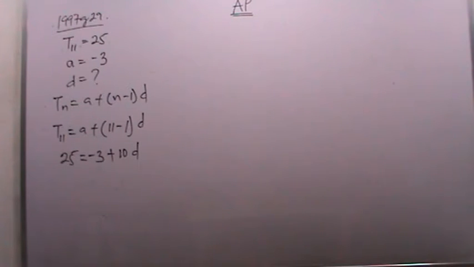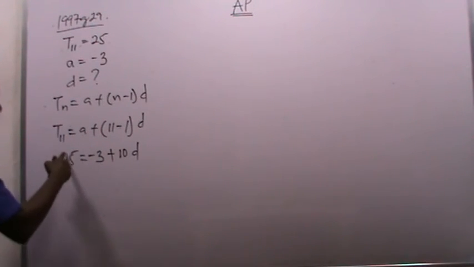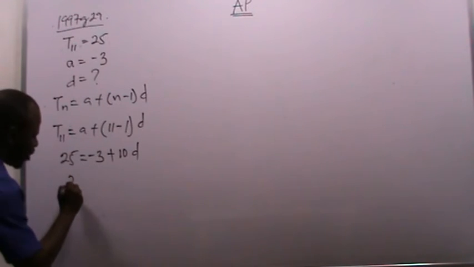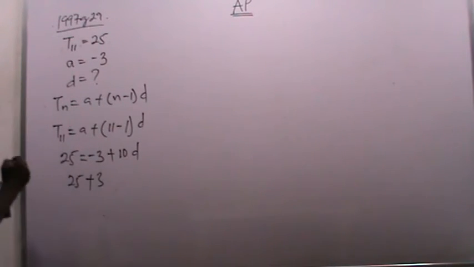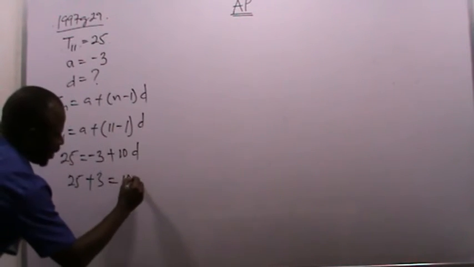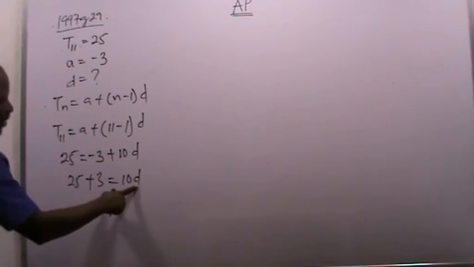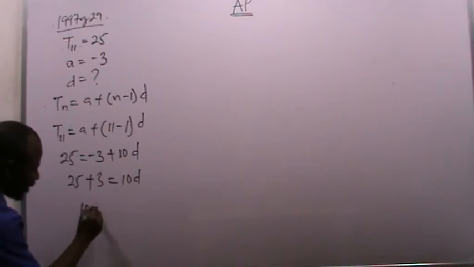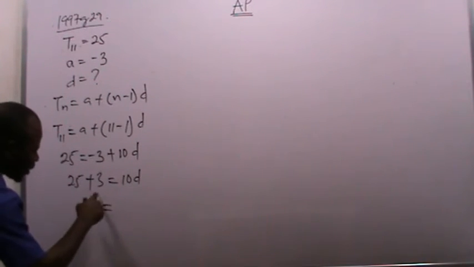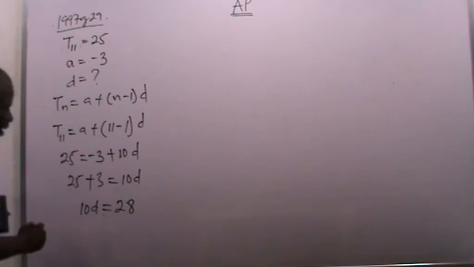So what do we do? Collect like terms. If we collect the like terms, this one will move across the equality sign. So you have 25 plus 3. That will give me 10d. If you rearrange, you have 10d equals 25 plus 3. That will give me 28.